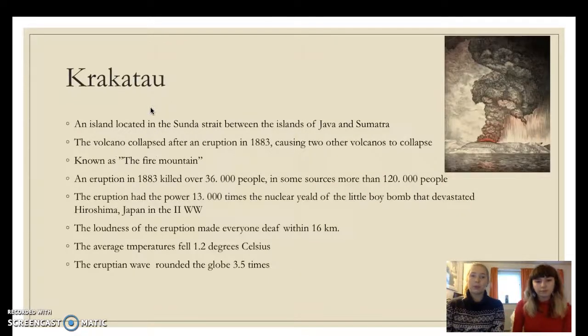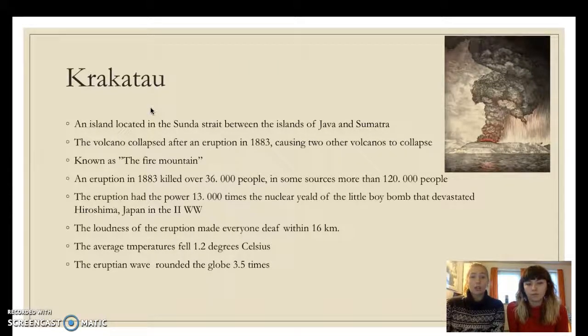Krakatau. Krakatau is an island located in the Sunda Strait between the islands of Java and Sumatra. Those islands are in Indonesia. But the original Krakatau collapsed after an eruption in 1883, causing also two other volcanoes to collapse. Krakatau is known as the Fire Mountain by the locals.